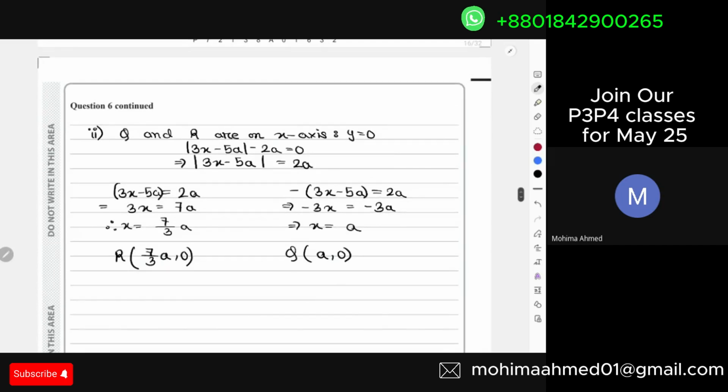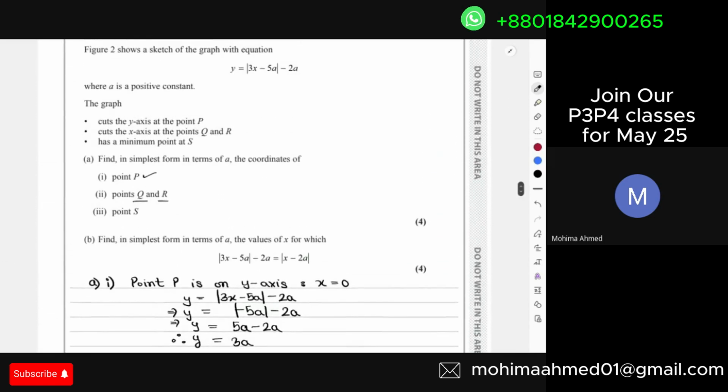So these are the coordinates for parts 1 and 2. Up to parts 1 and 2, it was all easy. For part 3, it's a little bit tricky.